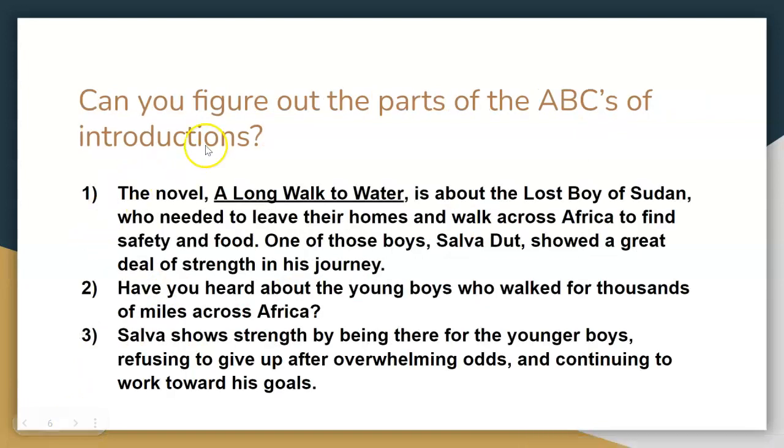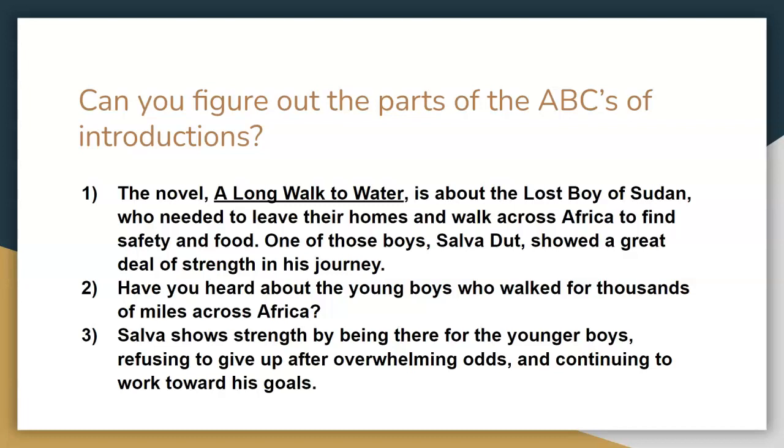So let's look at an example of the ABC strategy in relation to the narrative nonfiction text, A Long Walk to Water. I have taken a series of sentences that made a really strong ABC introduction and I've scrambled them all up. So I'm going to read them in no particular order, 1, 2, and 3, and then I want you to figure out which is your A, attention-getting grabber or hook, which is your B, background information sentence or sentences, and where is the claim. So I'm going to read them and then you're going to figure it out.